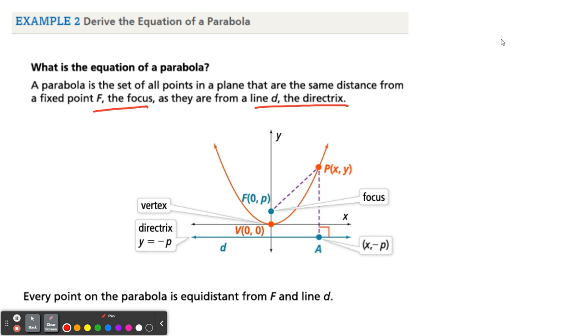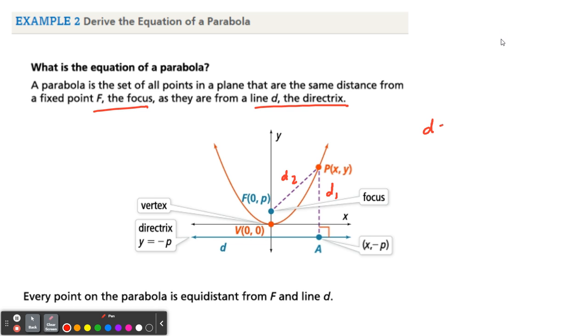And this line D is called the directrix. So this horizontal line is called the directrix. So again, these two distances, distance 1 and distance 2, must be the same, right? Every point of the parabola is equidistant from F and line D. So to do this, we're going to use the distance formula.